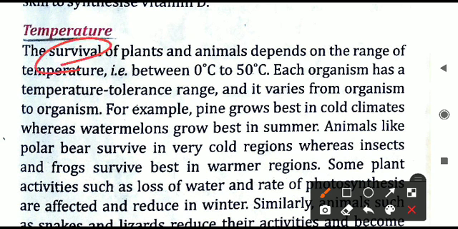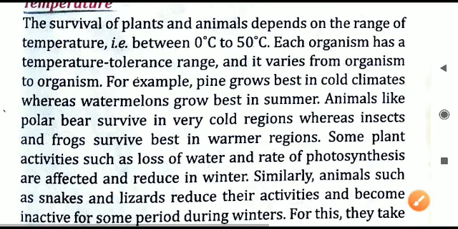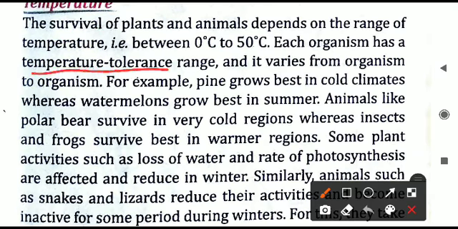So the survival of the plants and animals depends on a certain range of temperature. That is, the general range is 0 to 50 degrees Celsius. Less than 0 also we can't exist. More than 50 itself is very high, but if it exceeds 50, then it would be almost impossible for the sustenance of life on this planet earth. So each organism, not only human beings, every organism has a particular range, that is the temperature tolerance range, and only in that particular range can that organism live.